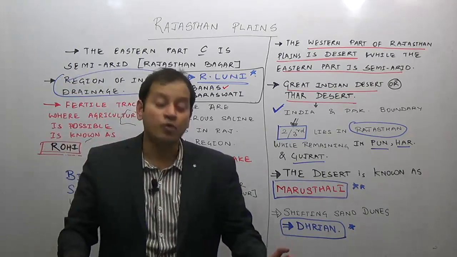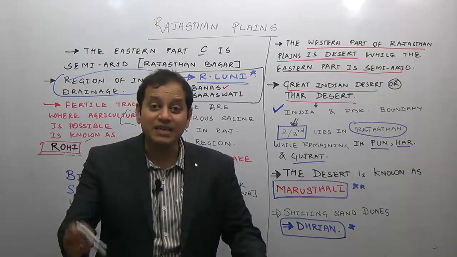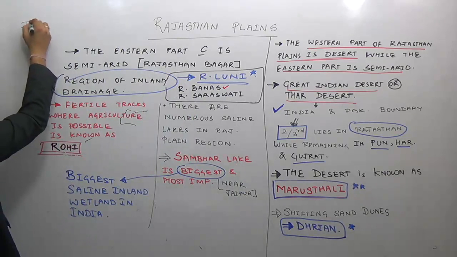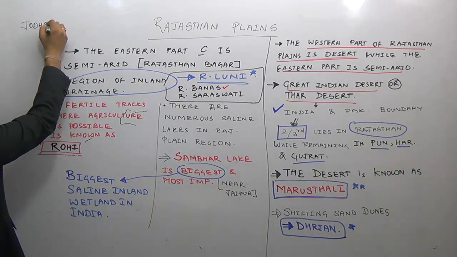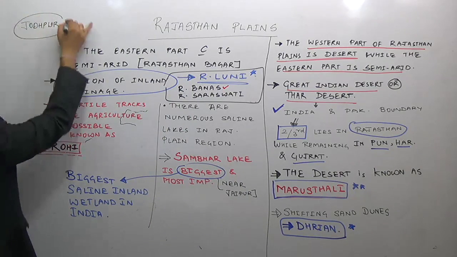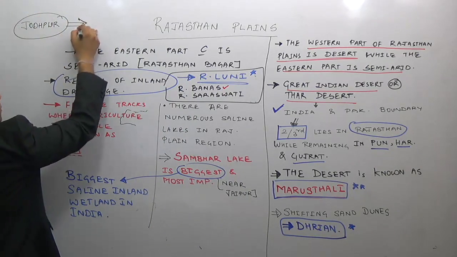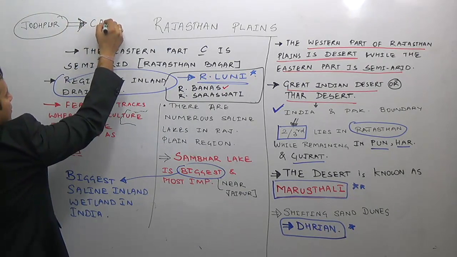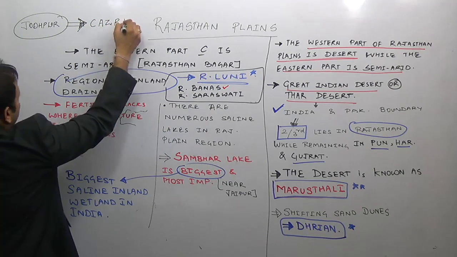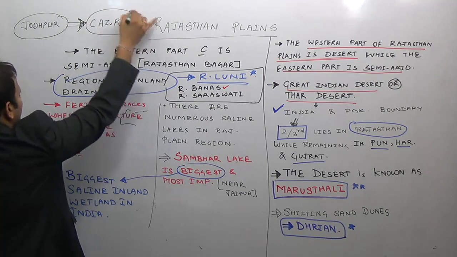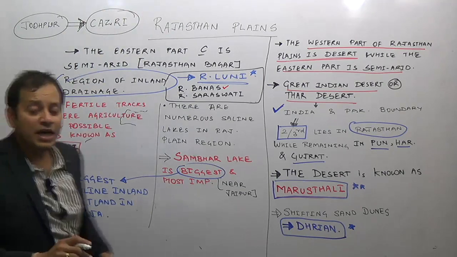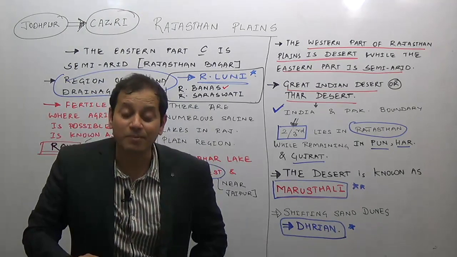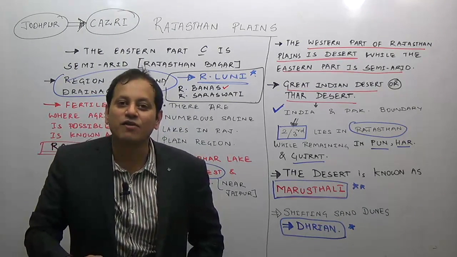One more thing, one more homework I am giving you. In this region, near the city of Jodhpur in the Rajasthan Plains, there is an important institute. It is known as Central Arid Zone Research Institute, or CAZRI, Central Arid Zone Research Institute. Now find out what are the important functions of CAZRI.